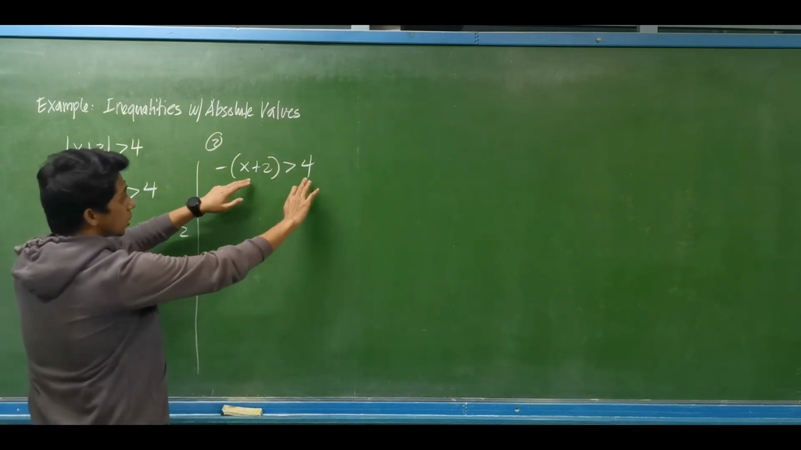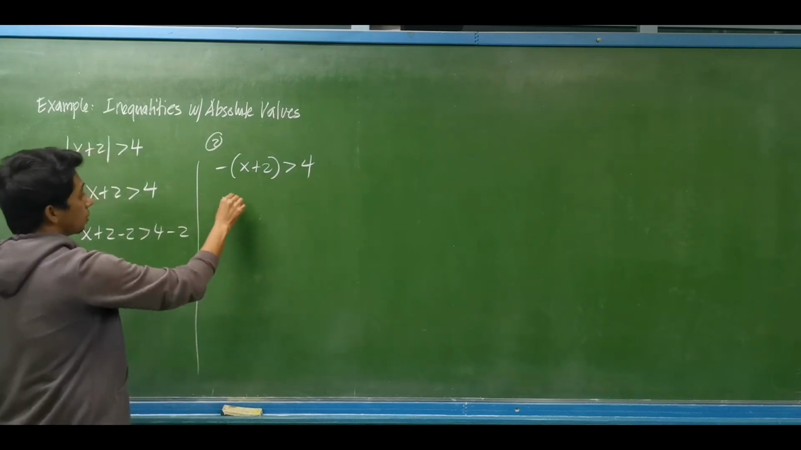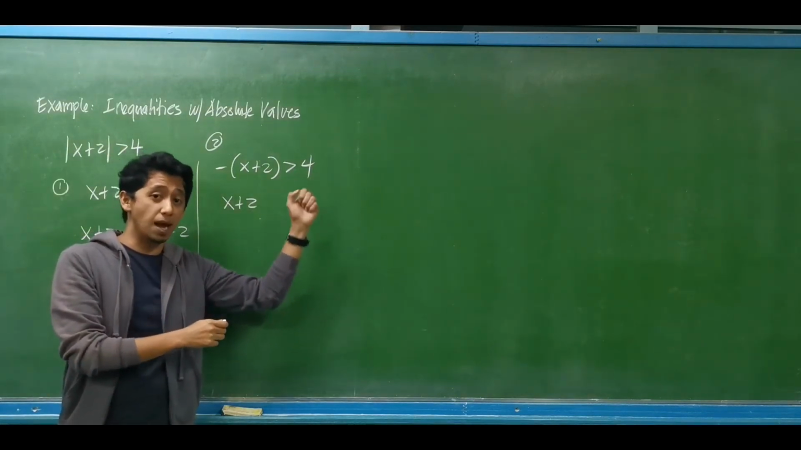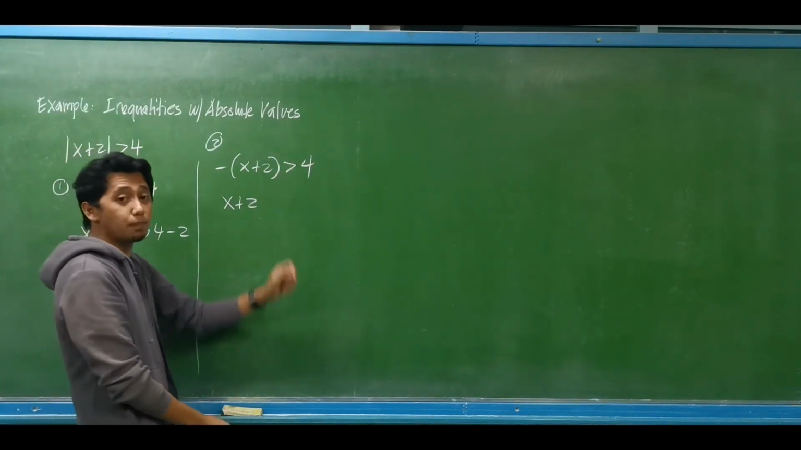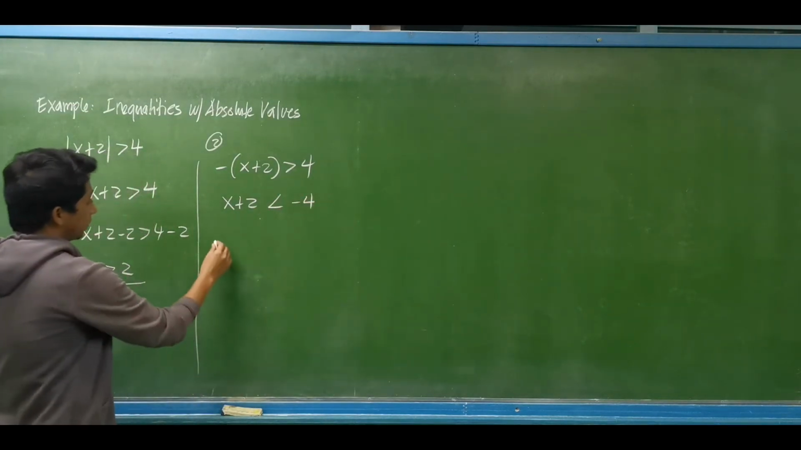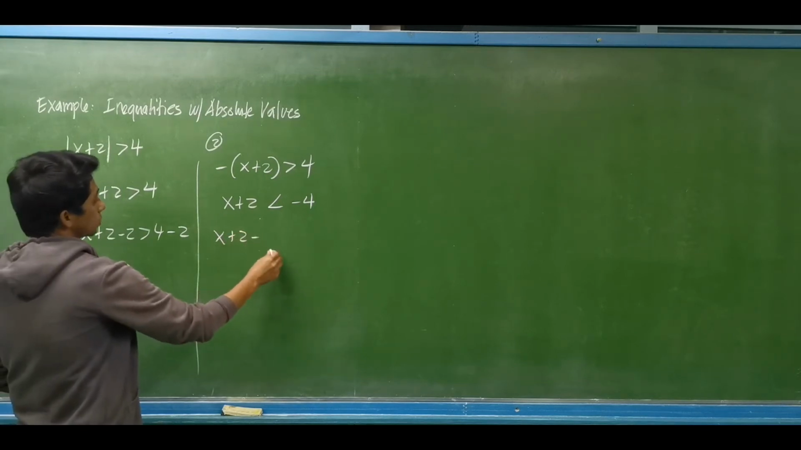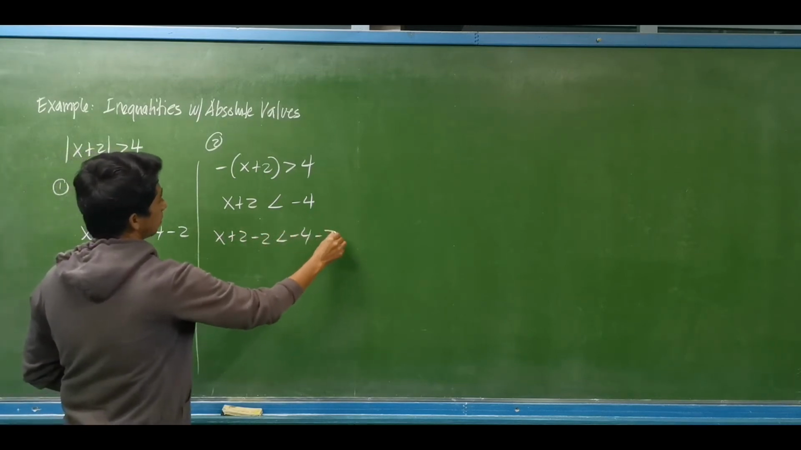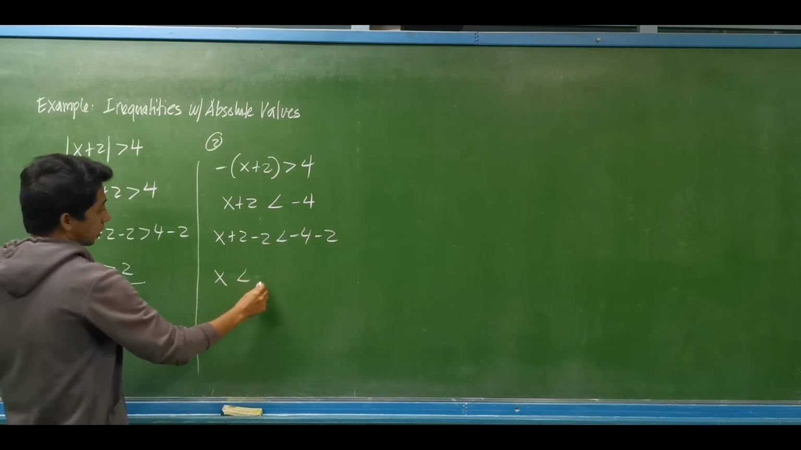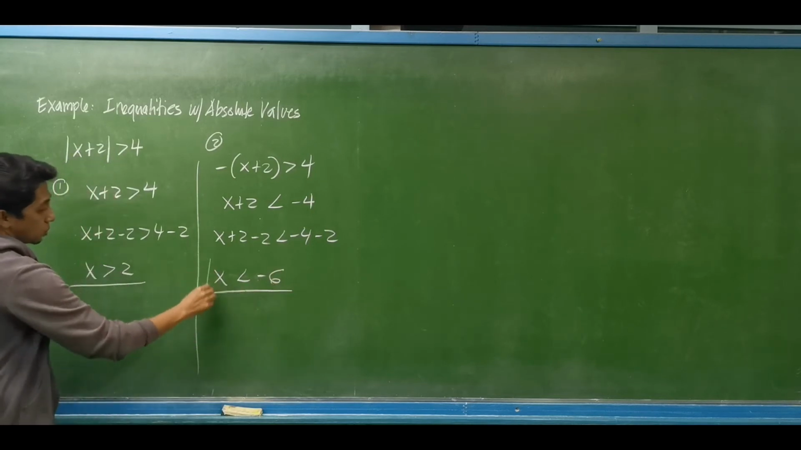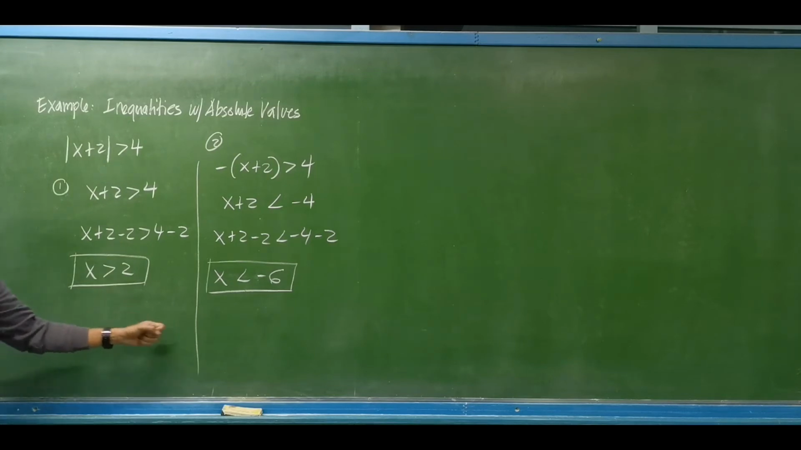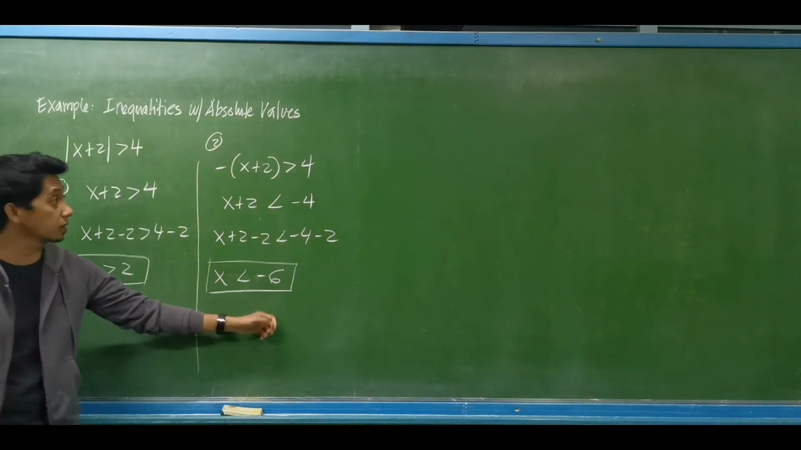So dividing both sides of the inequality by negative 1, this is now x plus 2. Since we are to divide both sides of the inequality by a negative number, we are to change the sense of inequality. This is now less than negative 4. So we'll be having x plus 2, minus 2, is less than negative 4 minus 2. We have the other solution set, x is now less than negative 6. So these are our solution sets. So we have x is greater than 2 and x is less than negative 6.